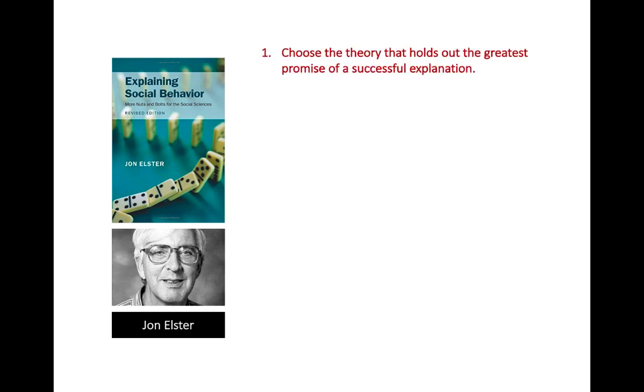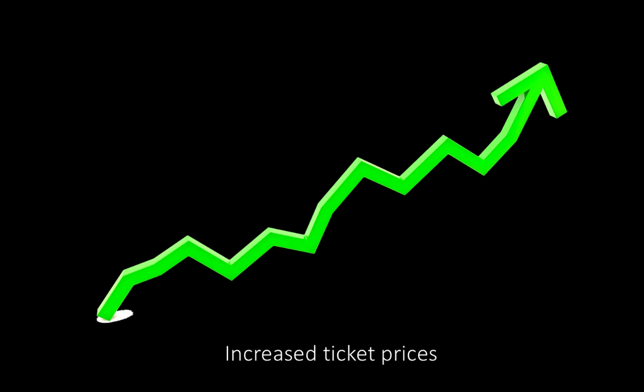So basically the first one is that we try to choose a theory that holds out the greatest promise of a successful explanation. So it's our best possible idea about why something is the way it is. And as I just mentioned earlier, Jon Elster's best possible explanation is that it has something to do with the ticket price.